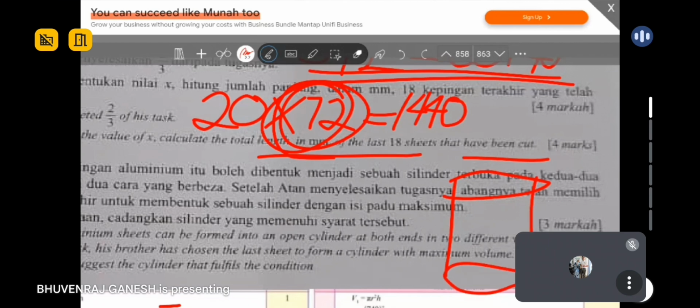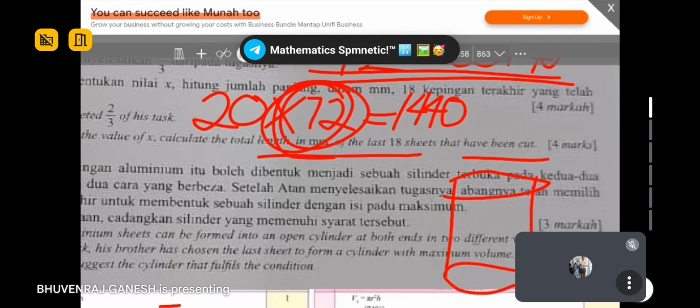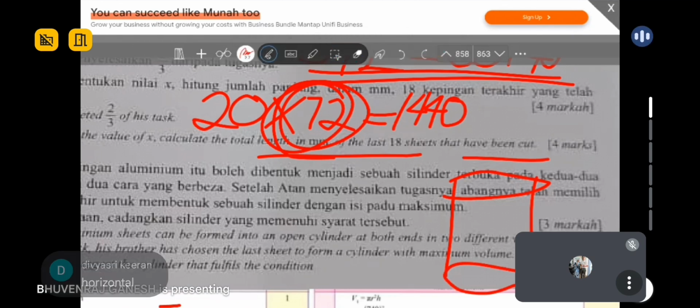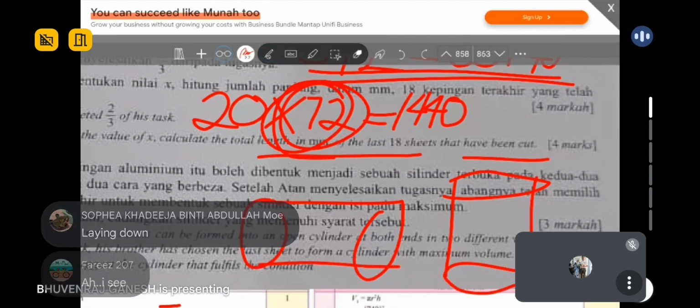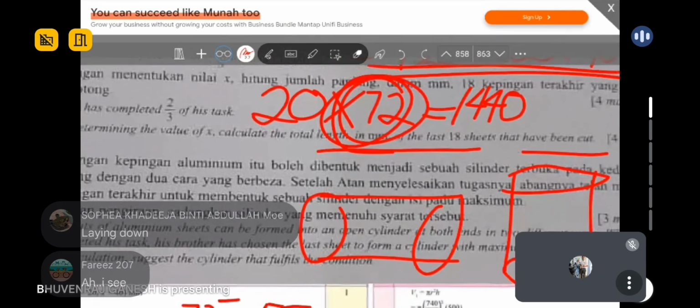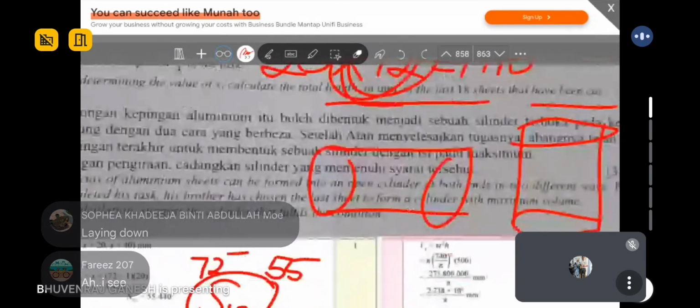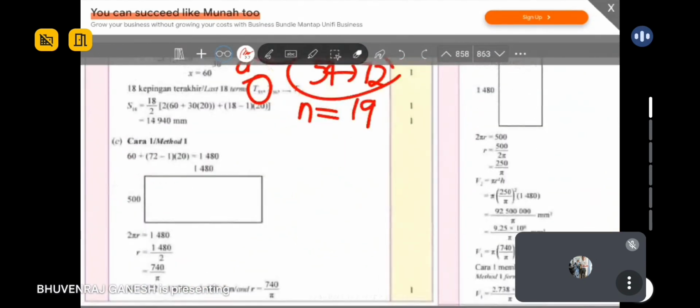Am I right? Ini adalah salah satu cylinder. Another way, how can I make the cylinder? If one is upright, the other one is, yes, guys, boleh nampak tak? Cylinder boleh menegak ataupun mendatar. So these are the two ways you can form the cylinder. Macam ni saja. Okay, so now you need to check which one can give you a maximum volume.